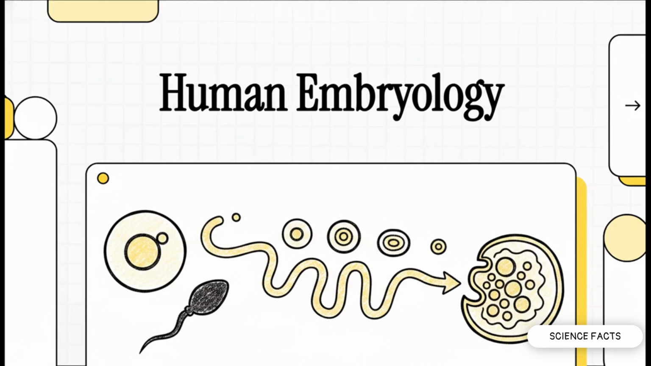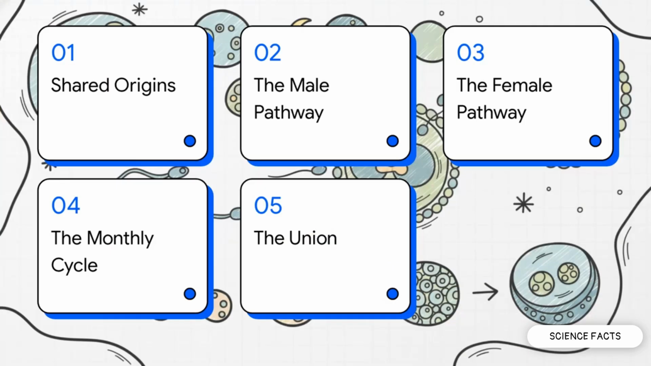Look, if you're gearing up for your exams right now, you already know that the timeline from gametogenesis to fertilization can feel like an absolute maze of complex cellular milestones. But don't worry, I am here to help you master it. We're going to break this whole thing down logically, step by step, so you can walk into test day with total confidence. Okay, let's dive into this.